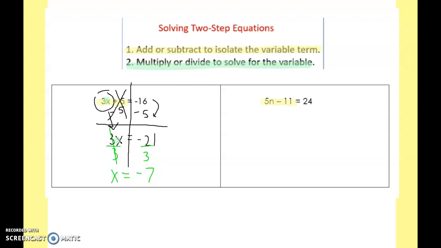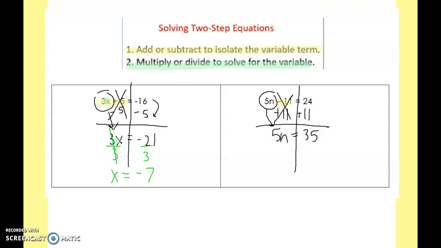All right, so looking at the second example over here, we have 5n minus 11 equals 24. Again, the operations you see are multiplication and subtraction, and you would want to remove the subtraction portion first. We're going to undo that part first. The opposite of subtraction is addition, so we're going to add 11 to both sides. Again, inverses cancel, so we're going to bring down our 5n. And 24 plus 11 is 35.